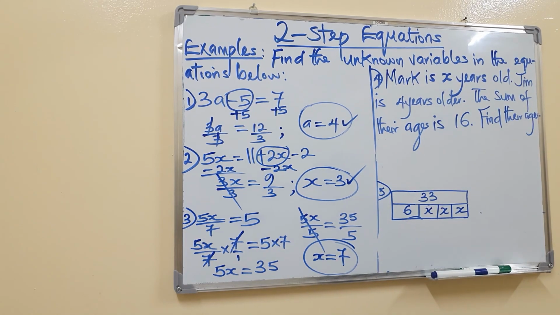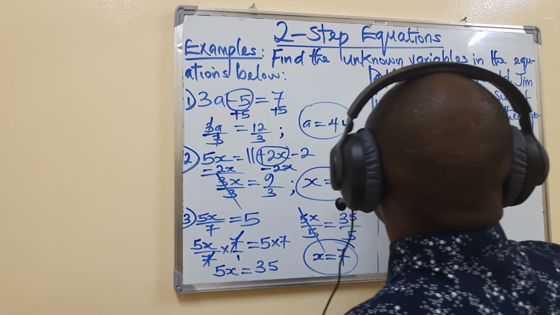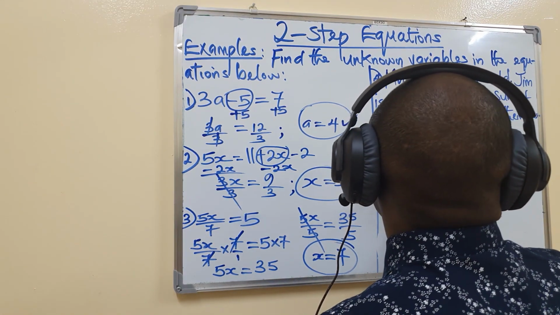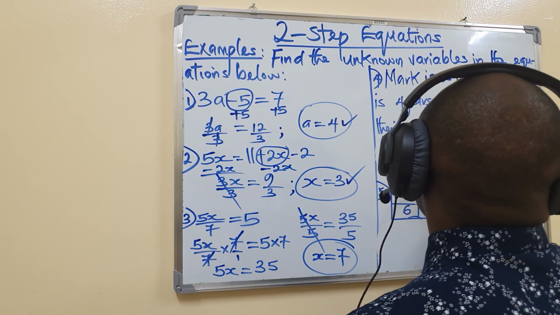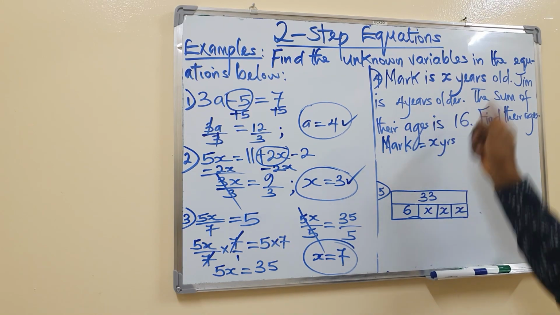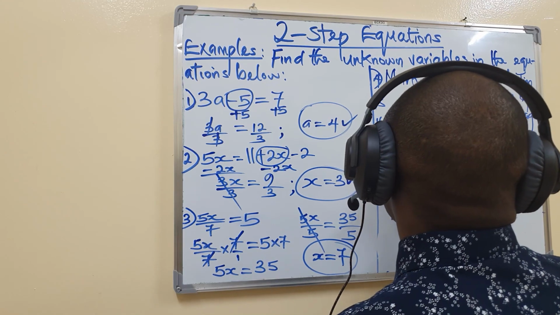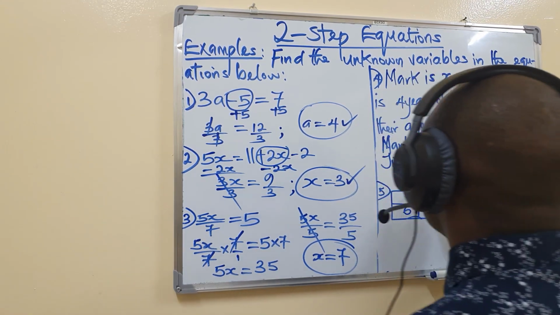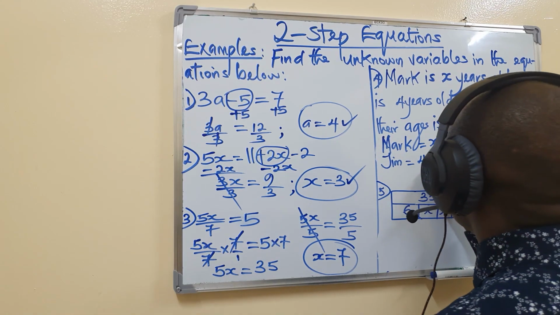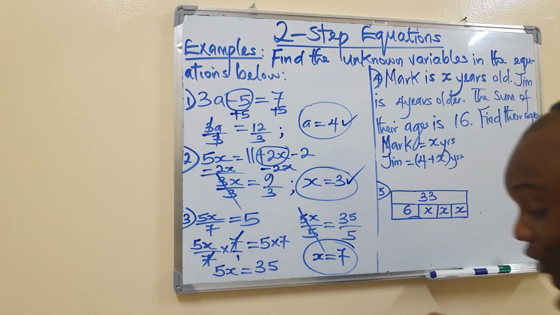Question 4 is a word problem. So, how do we solve that? Let's read, understand, and analyze. Mark is X years old. I'll just write it down here. Mark is X years. Keep it down. It's important to take short notes. Jim is 4 years older. Jim is 4 years older, which means 4 years plus Mark's age. That is 4 plus x because he is older.